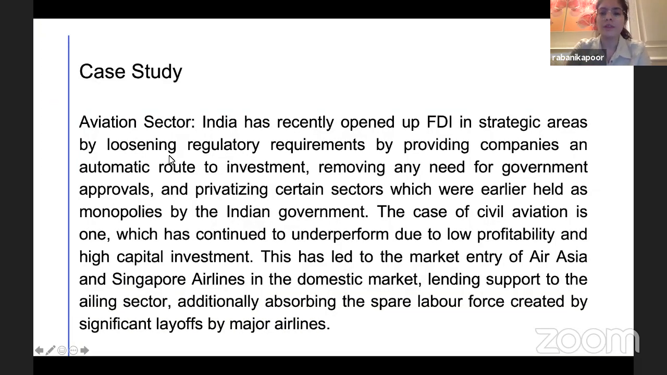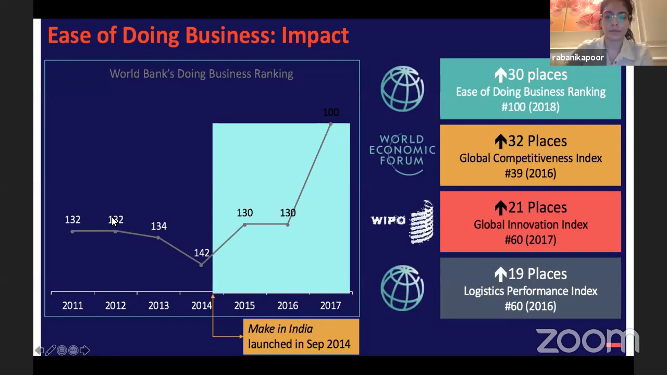So ease of doing business. Here we can see the positive impact that all the policies and investments have played. The success of these policies is actually evident in the number game. India has risen 30 places in the ease of doing business ranking, which is by the World Bank. We have risen 32 places in the Global Competitive Index, 21 places in the Global Innovation Index, and 19 places in the Logistics Performance Index.